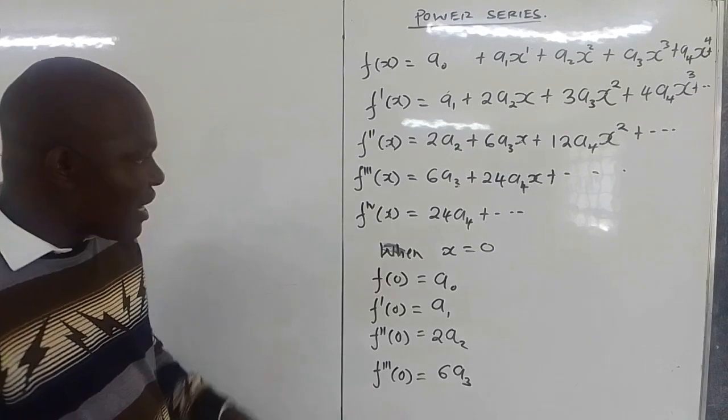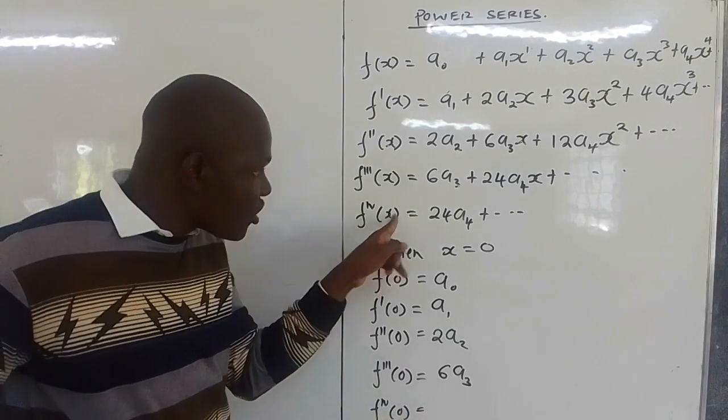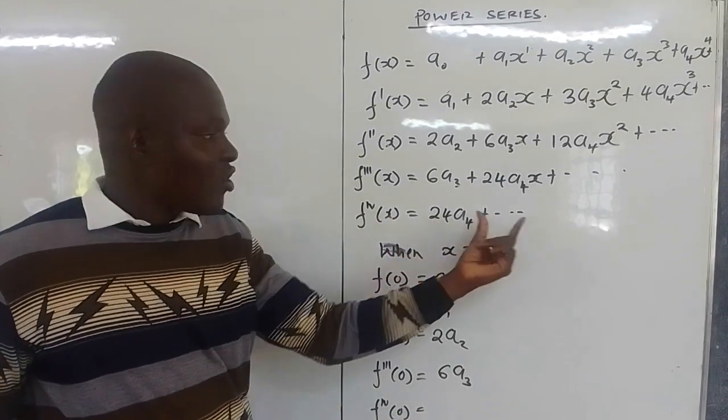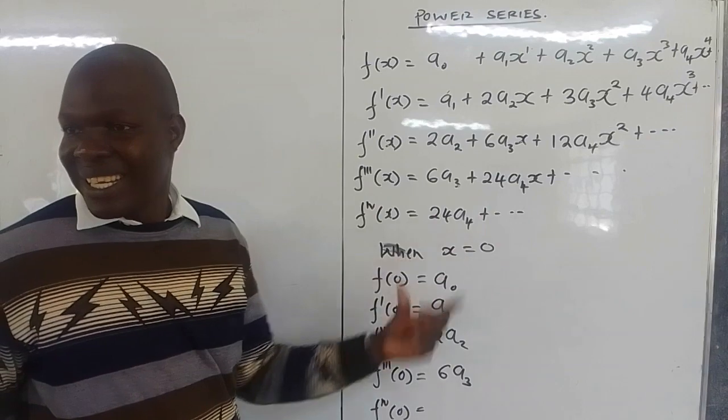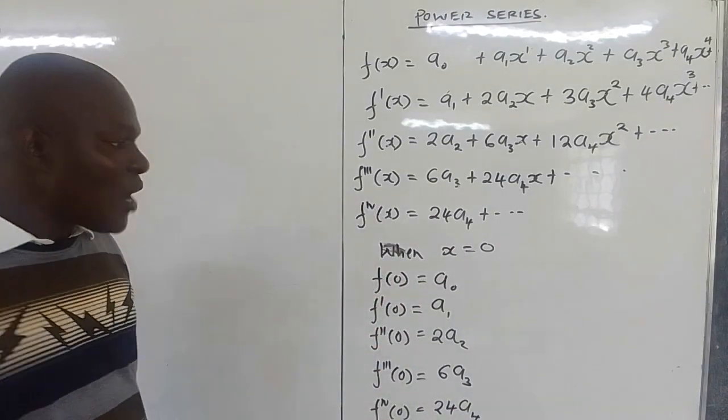Then you move to the next one, the fourth derivative of 0. When you put 0 here, what do you remain with? There is no x, you just remain with that constant, isn't it? 24a4. Now, look at this.